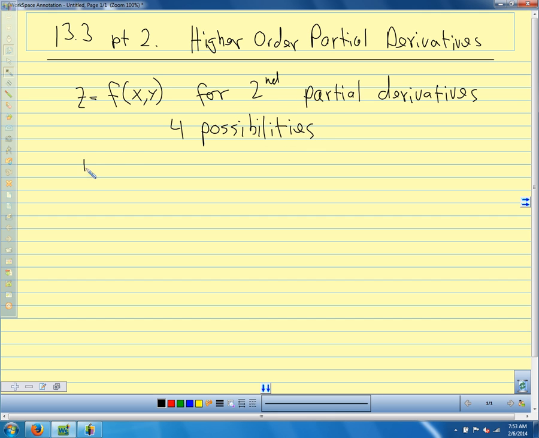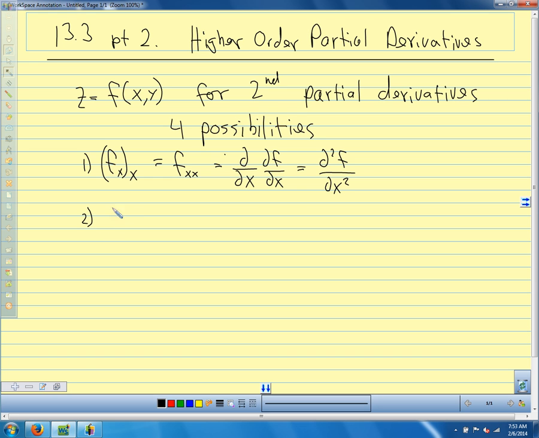So our first possibility is we take the first derivative with respect to x, and we take the second derivative with respect to x. And the way we write that is f sub xx, or d dx of df dx. And the shorthand way we write this is d squared f dx squared.